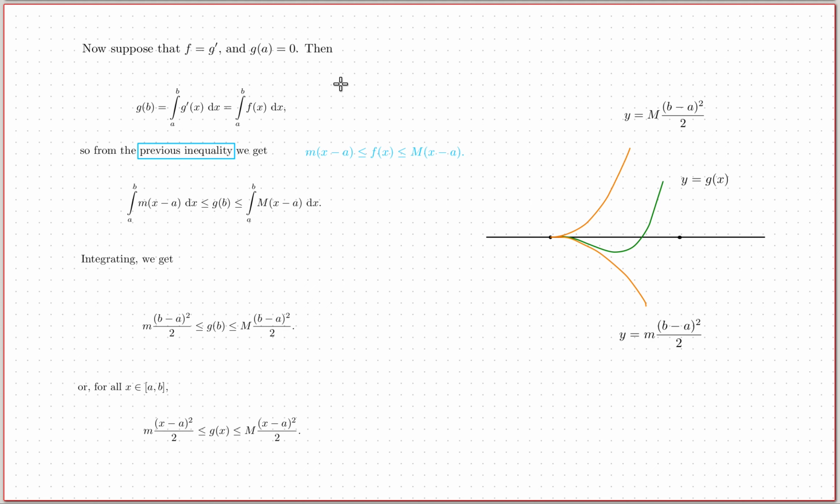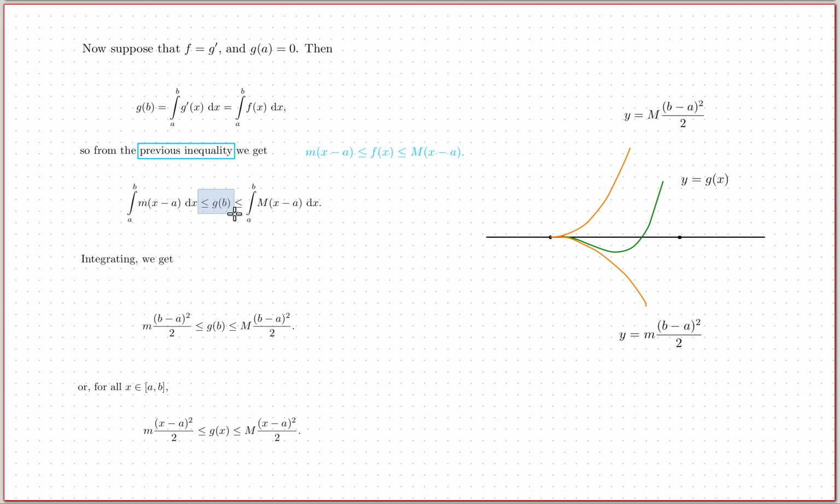And so it's just like the function f we were looking at previously. And then since in addition we're assuming g of a is equal to 0, then we have this identity that g of b is equal to the integral from a to b of g prime. And of course we're assuming g prime is equal to f, so it's just equal to the integral from a to b of f. Now, making use of the inequality we had on f, that we saw previously, that f of x is bounded by little m times x minus a and big M times x minus a, that means we get a bound for this integral, which means we get a bound for g of b.